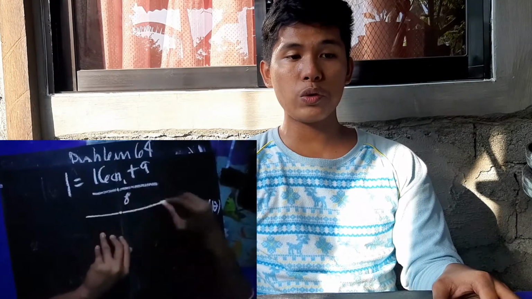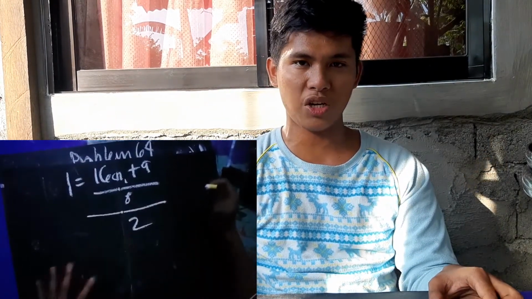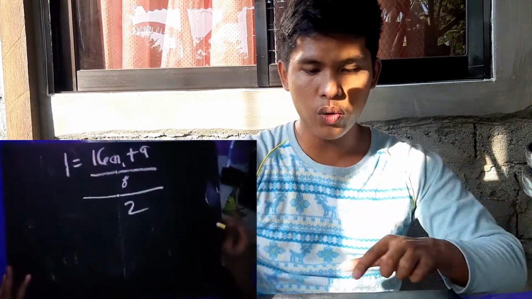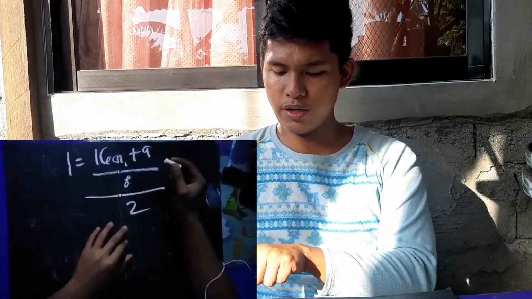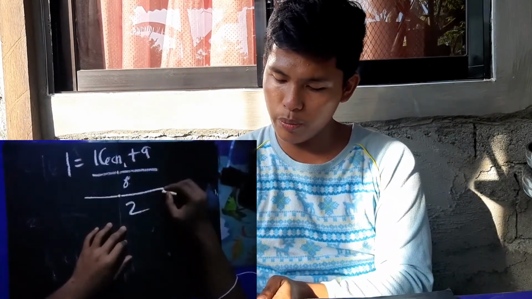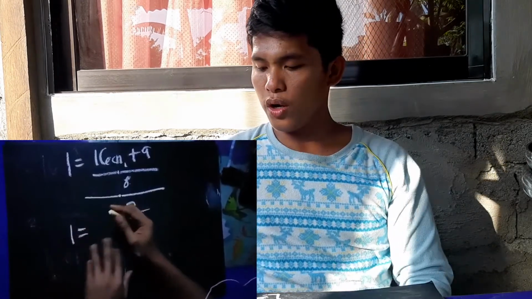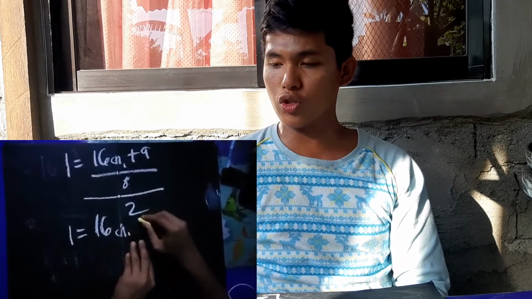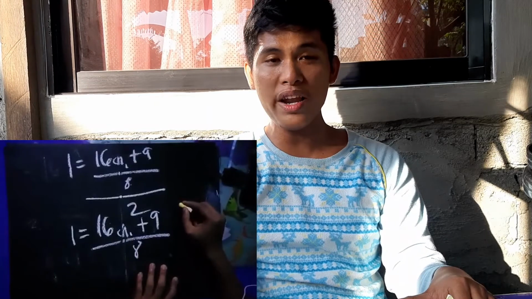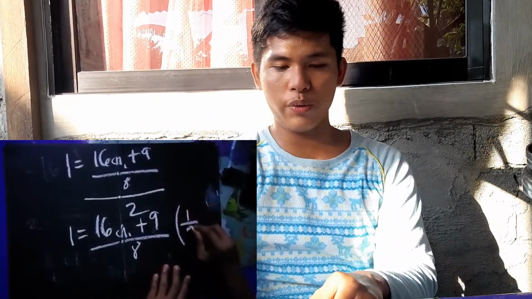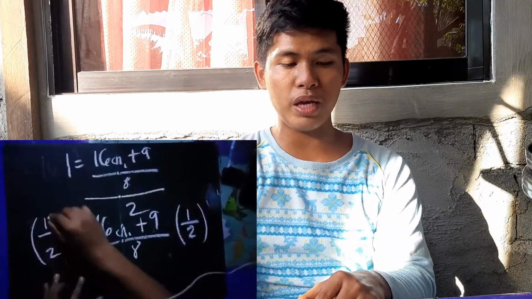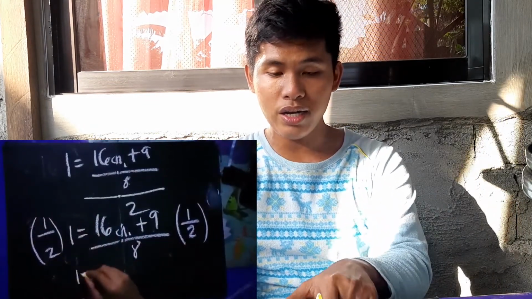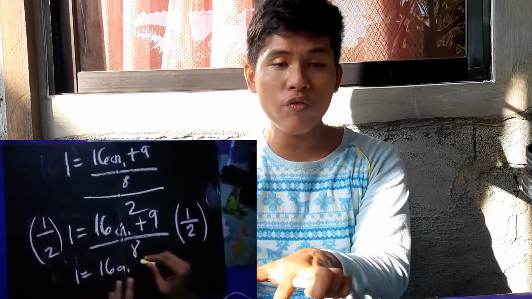So the equation would look like 16a1 plus 9 over 8, all over 2. Next, we're going to simplify the expression, or simplify the complex fraction. So to make this division into multiplication, we take the reciprocal of the 2. After we take the reciprocal, which is 1/2, we multiply it by 16a1 plus 9 over 8. So the answer would be 1 is equal to 16a1 plus 9, over 16.